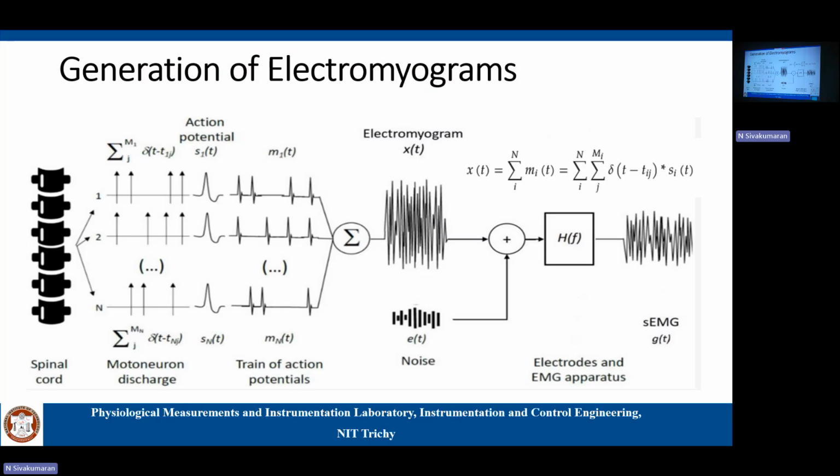This is the signal from one motor unit, this is the signal from another motor unit, and this is from another motor unit. A muscle contains n number of motor units, and your EMG is nothing but the arithmetic summation of motor unit action potential trains. So your signal will look like this. Generally there is noise, and I will come to that, why we have noise. EMG will look like this.